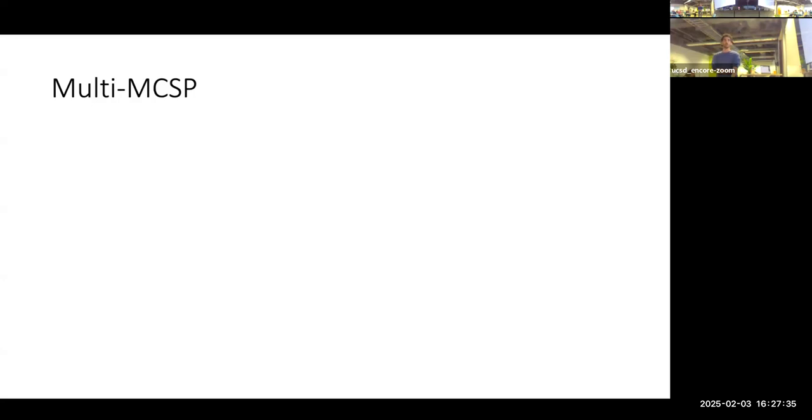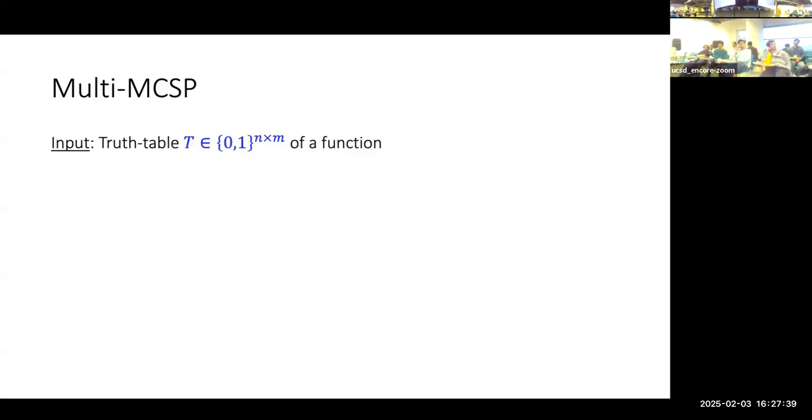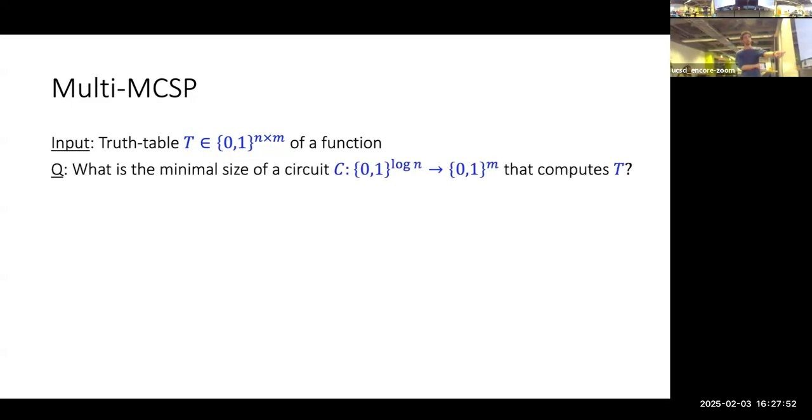Okay, so let me define multi-MCSP. In multi-MCSP, we get a truth table of a function, but this time instead of from log n bits to 1 bit, from log n bits to m bits. So the size of the truth table is n by m, and we ask what is the minimal size of a circuit that computes this function.